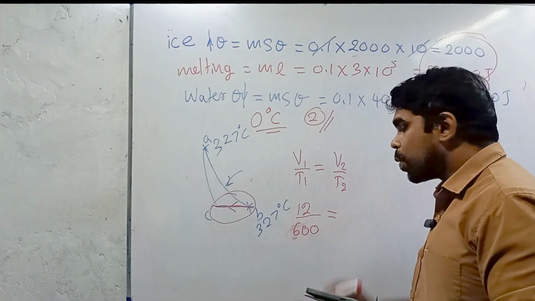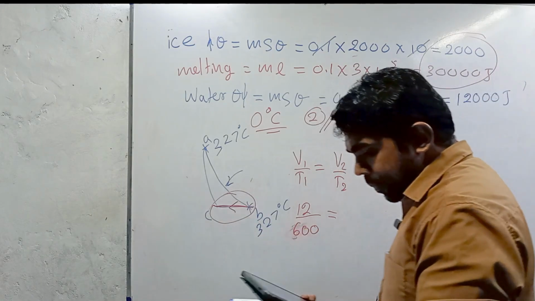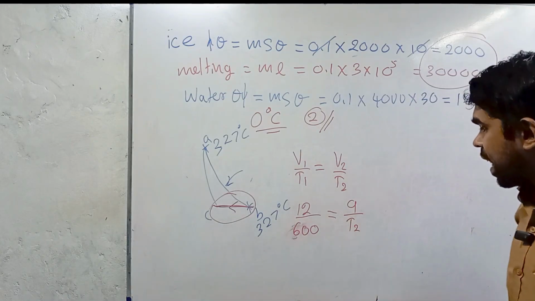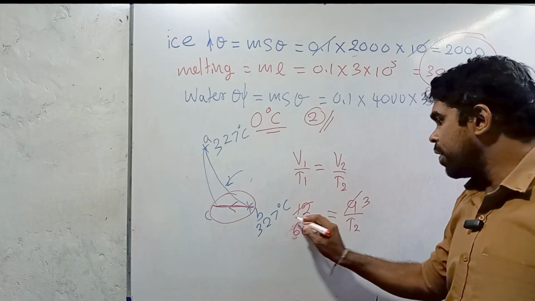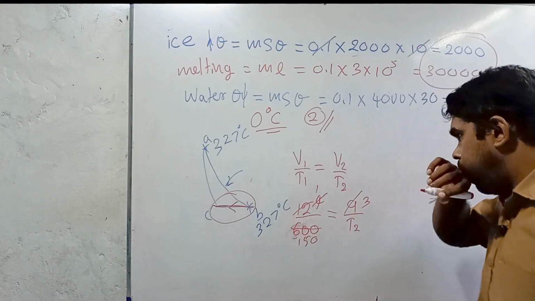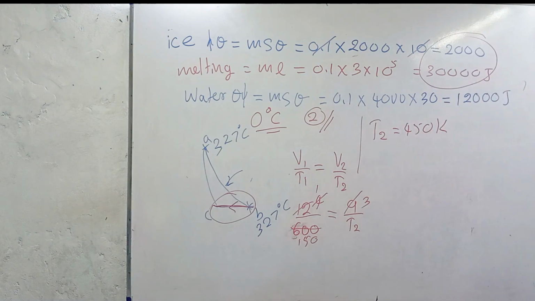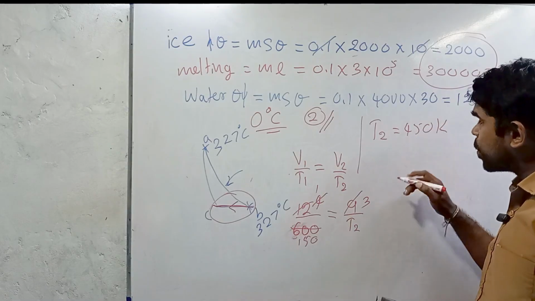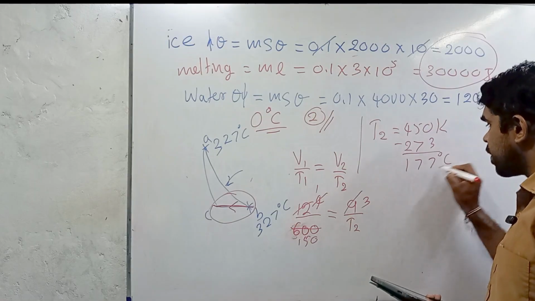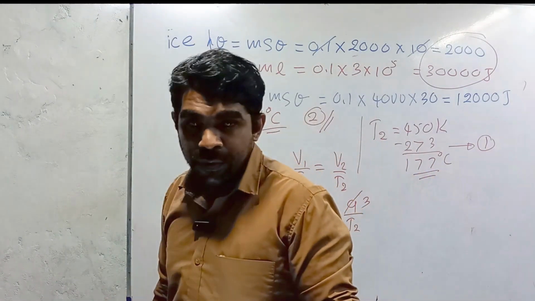We have to add 273 to convert Celsius to Kelvin. Volume at point C 9 divided by T2, we have to find the temperature T2. Then we can cancel out: 9 divided by 3 is 3, 12 divided by 3 is 4, 4 divided by 4 is 1, so 1 equals 3 over T2 times 150. We can obtain the T2 value 450 Kelvin. To convert this Kelvin value to Celsius, we have to subtract 273. Then we can obtain 177 degrees. Then the answer is 1 for question number 46 in the 2024 paper.